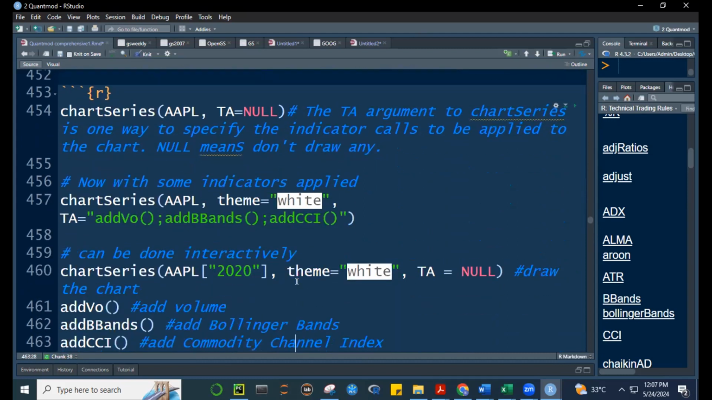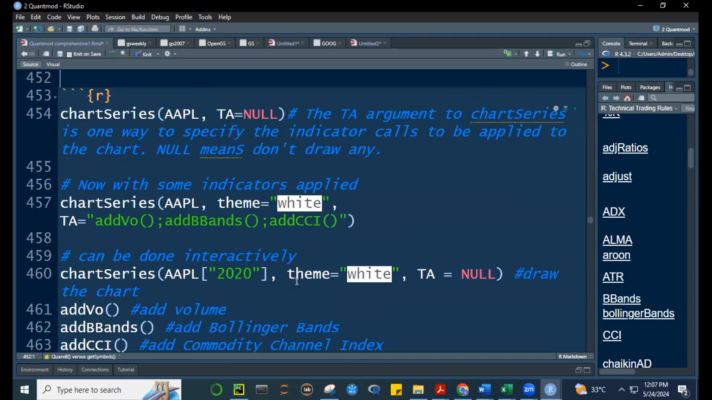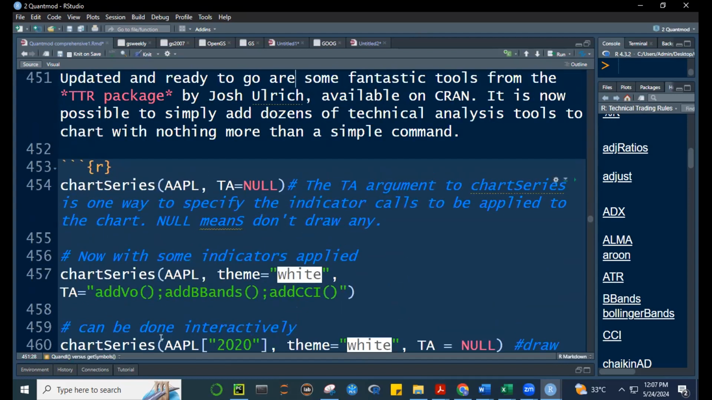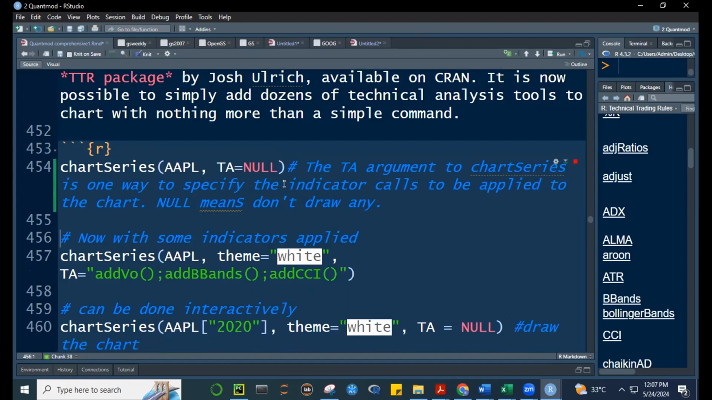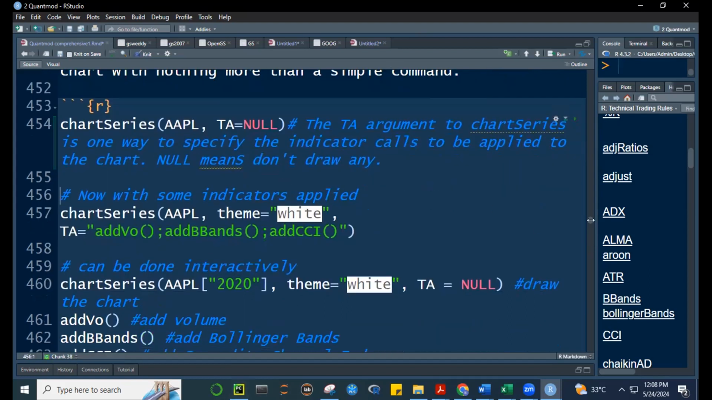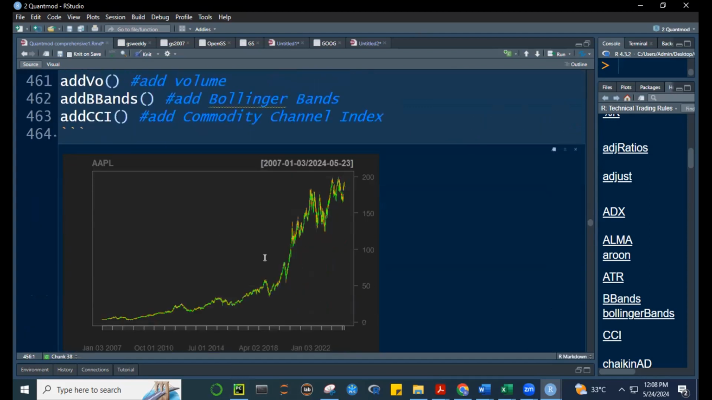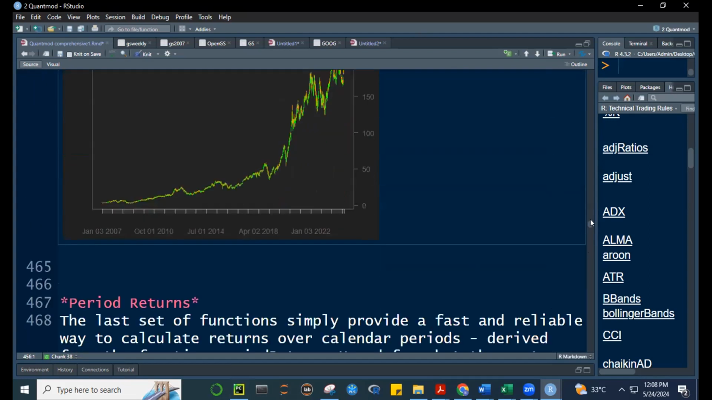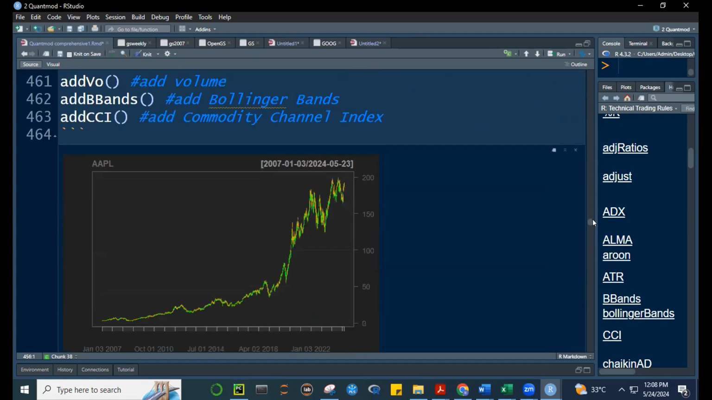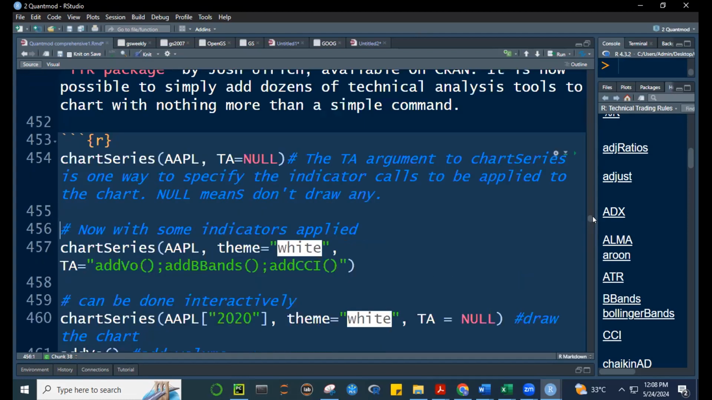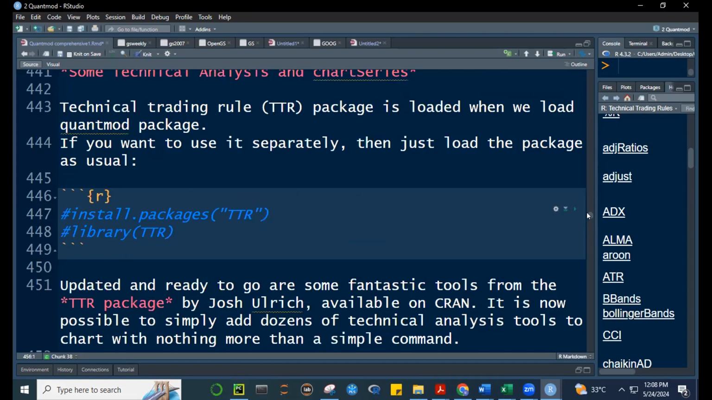This code. Okay, so it's quite long. First, class, we know this: Apple, TA, these are the technical indicators. TA is equal to null means there's nothing included. So let me run this first. You know what we will get: a candlestick chart, with the volume below. Wait, the volume was not included. Why? What's the channel default? Because of TA. Okay, TA is equal to null.